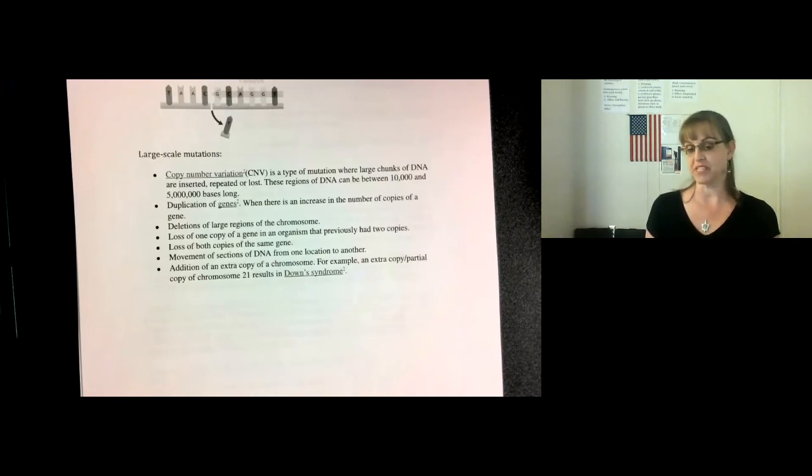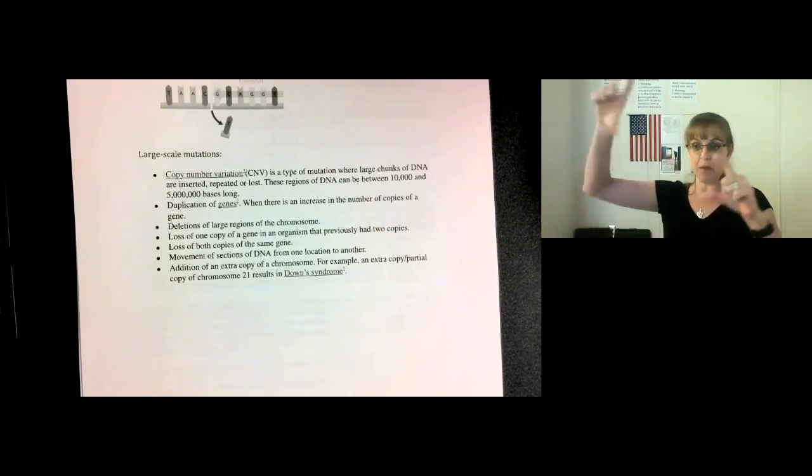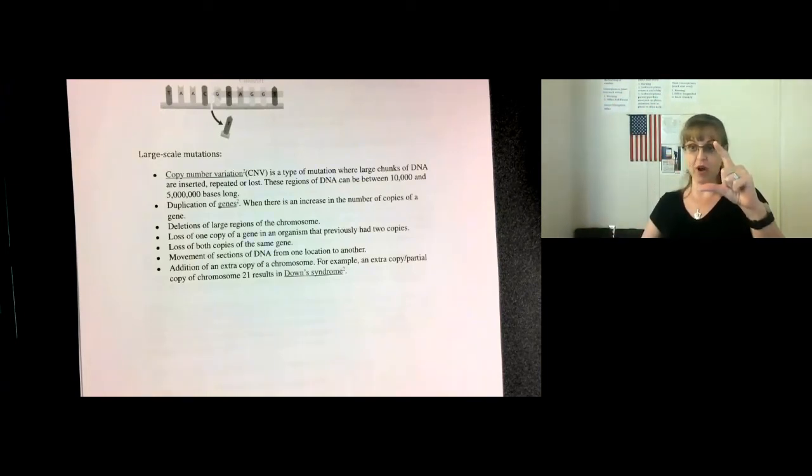If you had two copies of a gene, one from your mom and one from your dad, you could lose one of those copies. You could lose both copies of that same gene. A part of DNA could be picked up and moved to a different part of the string of DNA. And an entire extra chromosome can occur or can be missing. So as you see, there's a lot of different ways for mutations to occur.